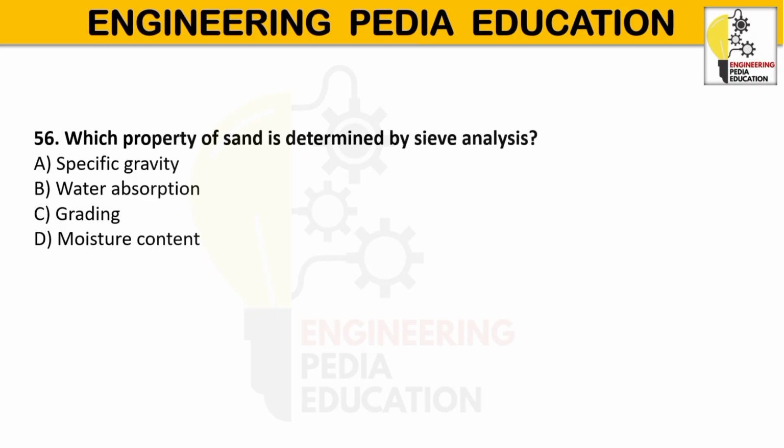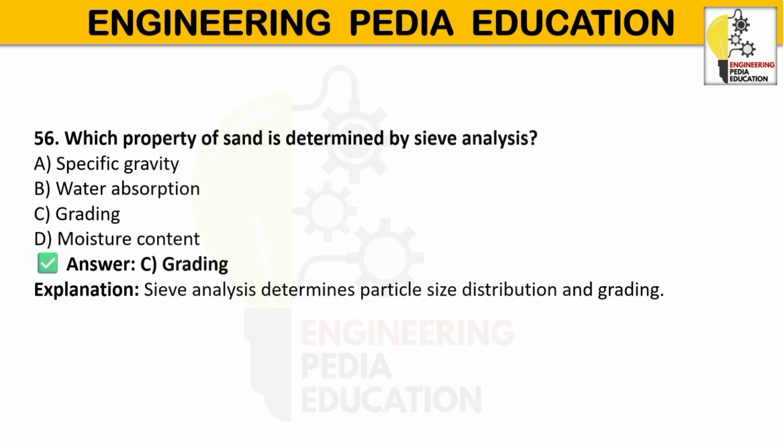Which property of sand is determined by sieve analysis? Specific gravity, water absorption, grading, moisture content. So the correct answer is grading. Sieve analysis determines the particle size distribution and grading. Material passing through the 4.75 mm sieve is considered fine aggregate, and if retained on the 4.75 mm sieve it is called coarse aggregate.